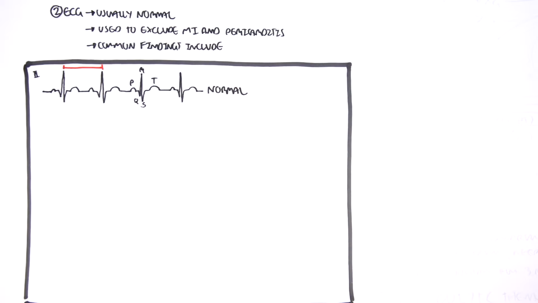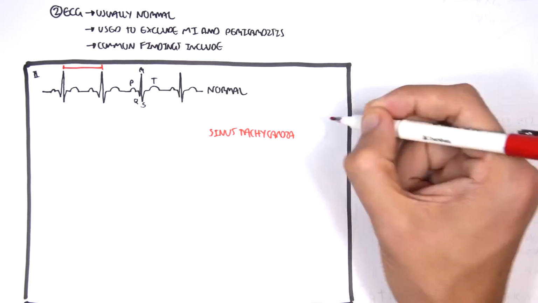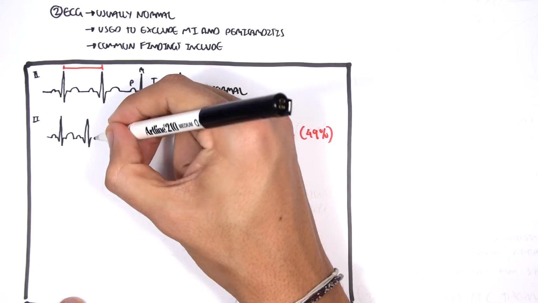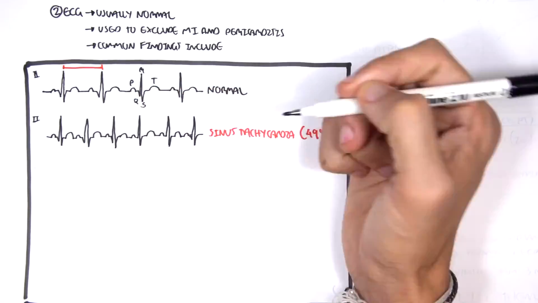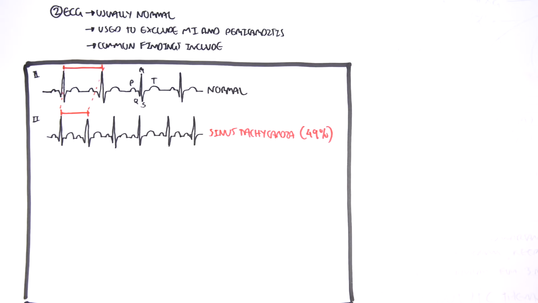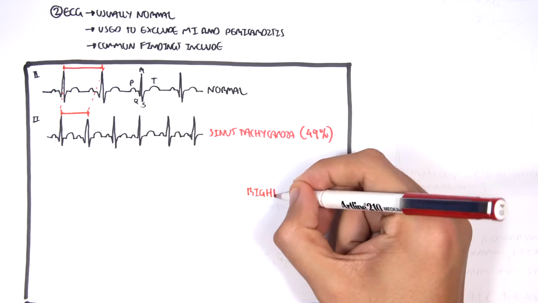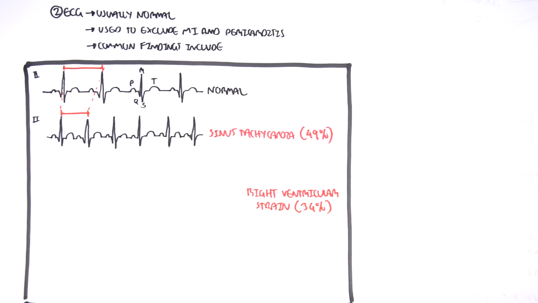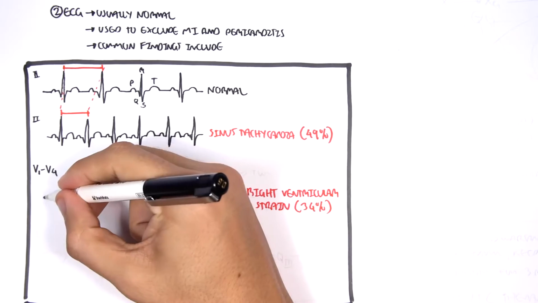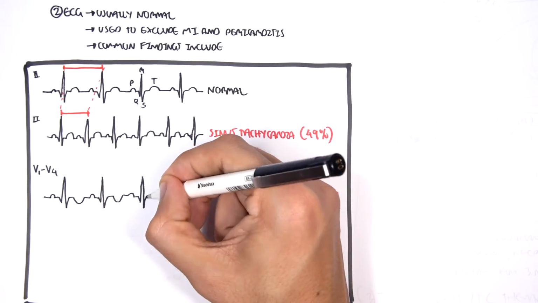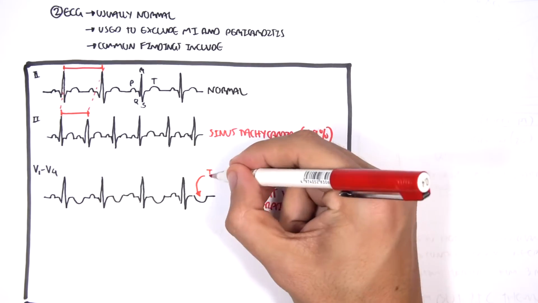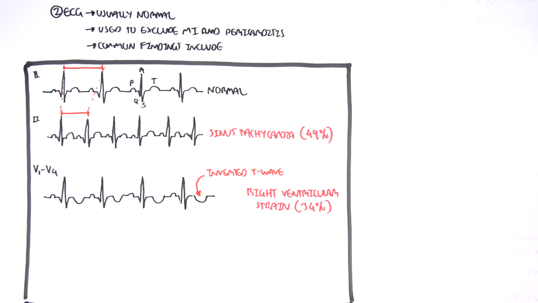Well, in PE, you can see sinus tachycardia in about 50% of cases. And this is essentially when your rate increases, so your RR interval shortens. And this you can see in lead 2. Another thing you can see in PE, in about 35% of cases, is right ventricular strain. And right ventricular strain can be seen in leads V1 to V4. And essentially, if we draw it out, what you see is that the T wave is inverted. Of course, in the ECG, this doesn't actually look like this, the actual PQRST wave, but the T wave is inverted for right ventricular strain.